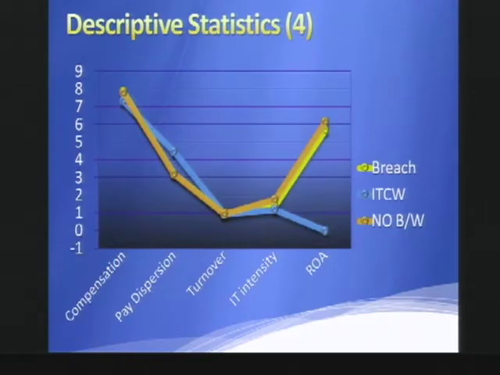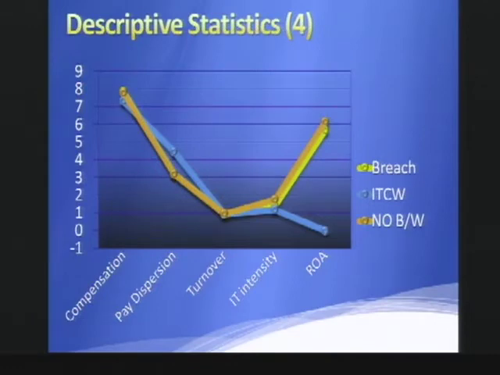Okay, so we looked at the breakdown of types of breaches and types of internal control weaknesses. Then I compared the values of major variables across the firms with breaches and IT internal control weaknesses. In the first 4 variables, compensation, pay dispersion, turnover, and IT intensity, the 3 types of firms have similar values. But in the ROA, the firms with internal control weaknesses have a lower ROA. I think the internal control weaknesses included some kind of financial issues. That's why the firms with internal control weaknesses have the lower ROA.